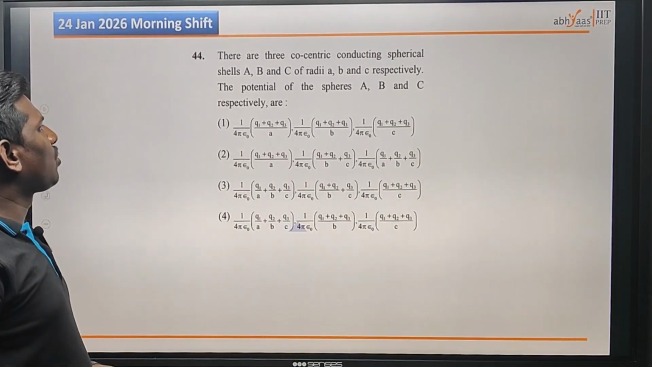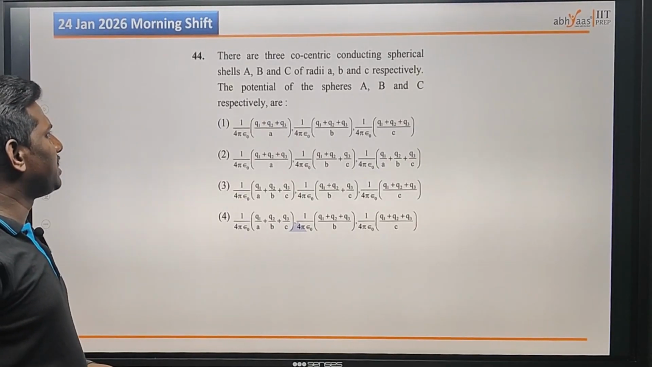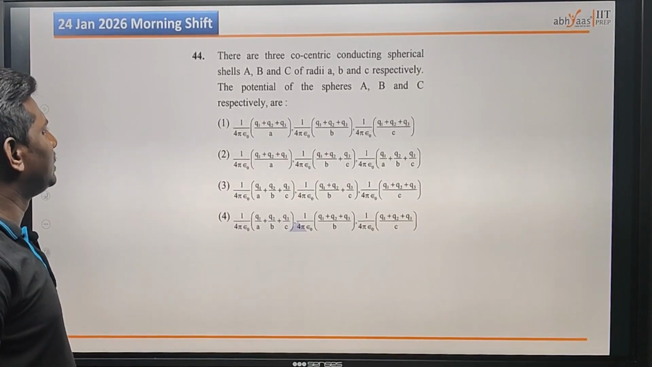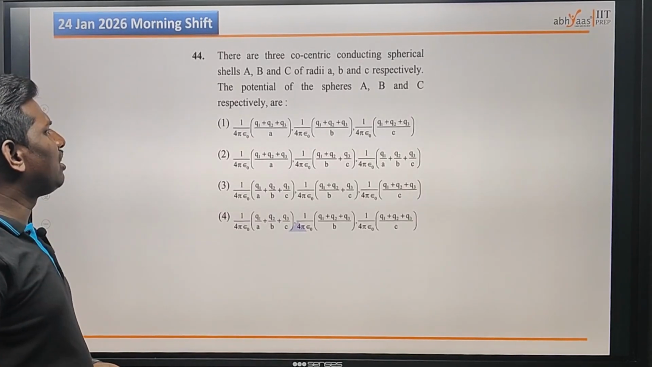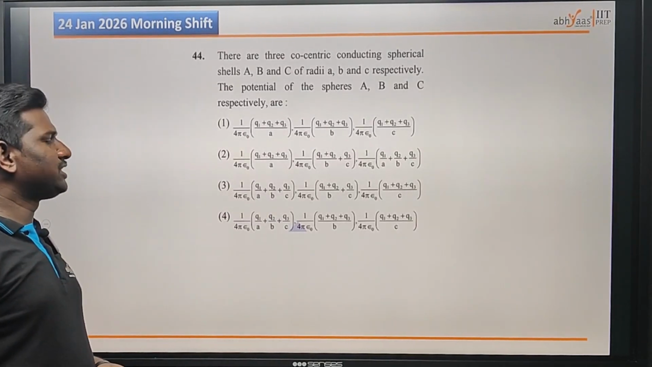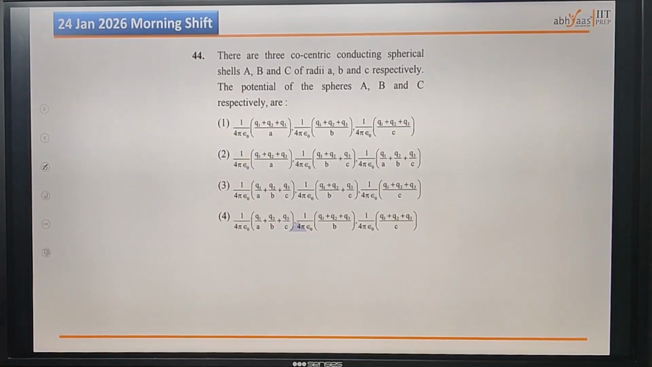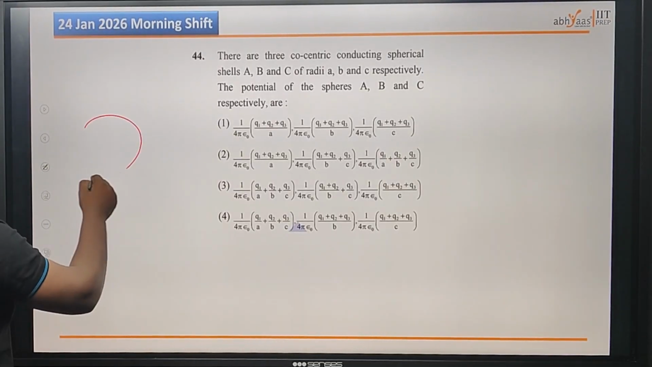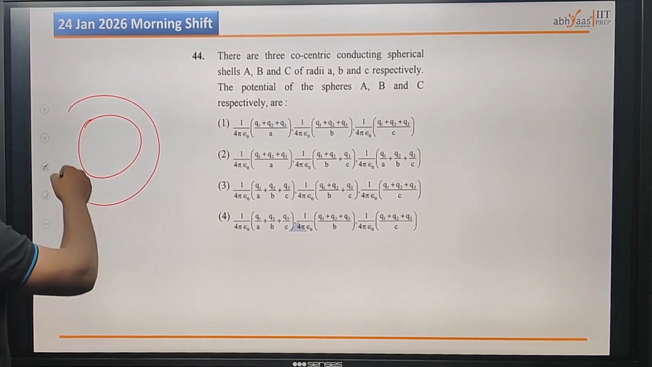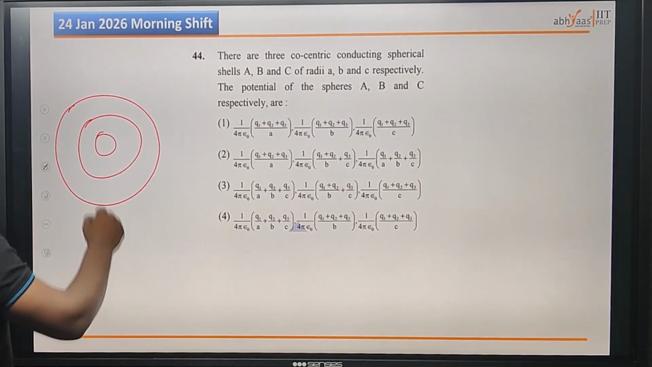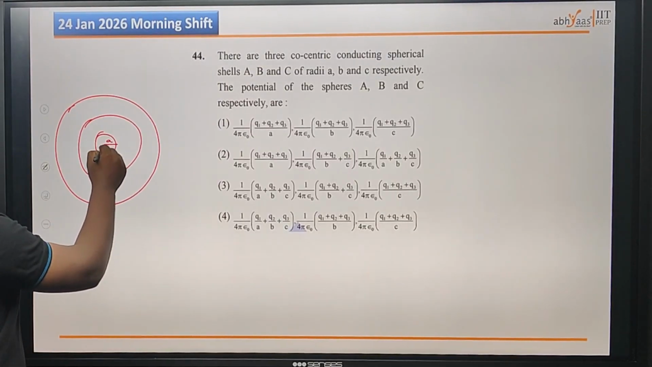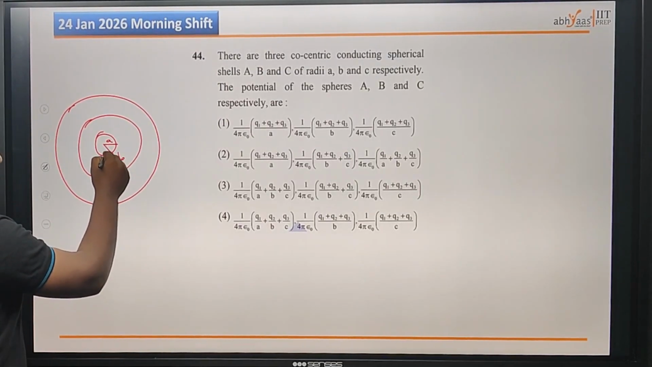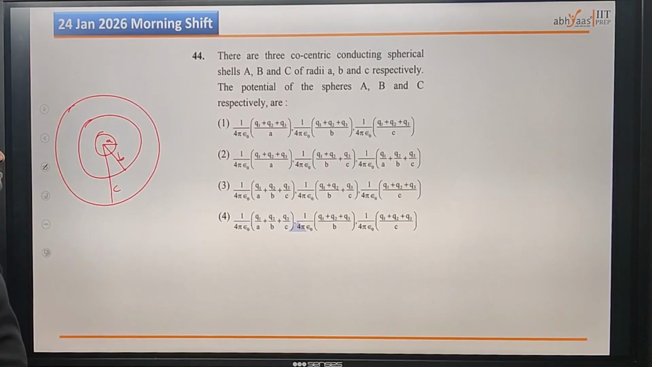Next question. Question number 44. There are 3 concentric conducting spheres, shells A, B and C of radii a, b, c respectively. The potential of spheres A and B respectively. So see here, this is having radius a. This is b. This is c.